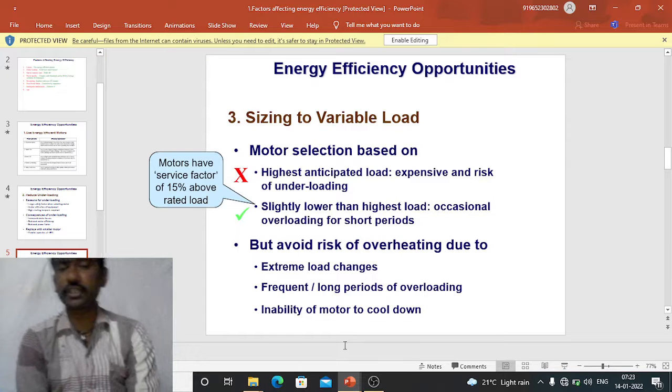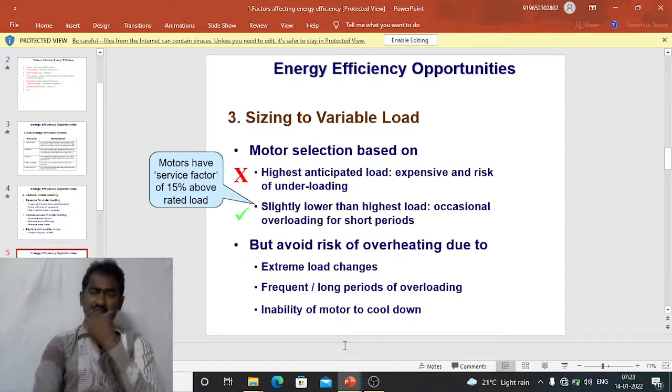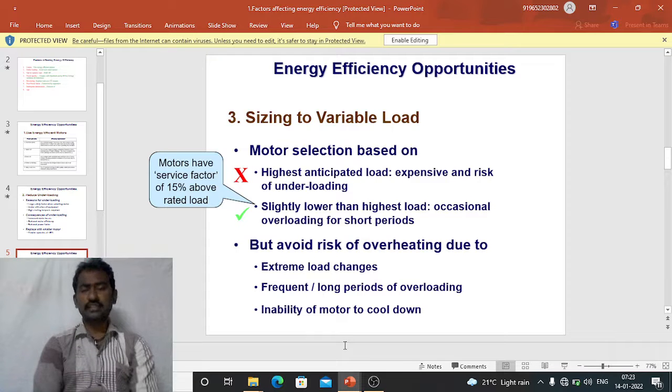And next, the third opportunity in energy efficiency is sizing to variable load. Motor selection based on the highest anticipated load is very expensive and has the risk of underloading, so we cannot prefer this one. Sizing slightly lower than the highest load and occasionally overloading for short periods is very considerable for variable loading systems. Motors have a service factor of 50% above rated load for this case. But avoid the risk of overheating due to extreme load changes, frequent or long periods of overloading, and inability of the motor to cool down.